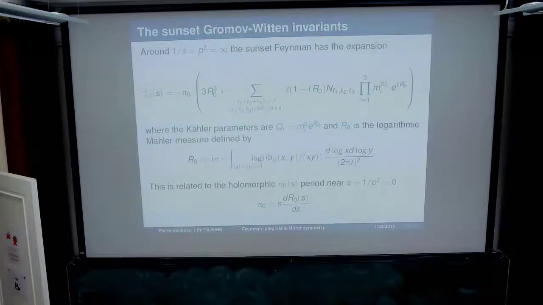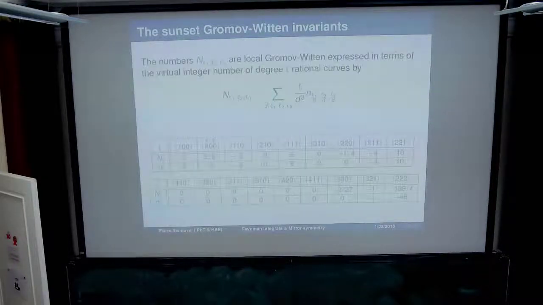What happens is that by brute force computation, you take the integral, you massage it, there's no thinking going into that. You find that these numbers are rational numbers we tabulate in the paper, and then you find that they satisfy this multi-covering formula, which is that they are local Gromov-Witten invariants of degree L rational curves, genus zero, degree L.